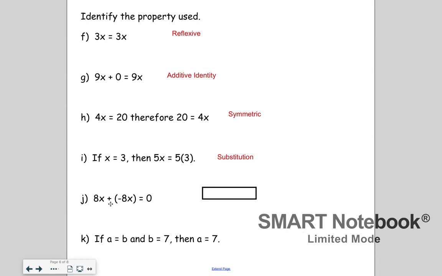In letter J, I see adding. Okay, so that might give me a little bit of a clue. I'm going to look at addition, and it's equaling 0. So which property says when you add the opposites, it equals 0? And that would be additive inverse.